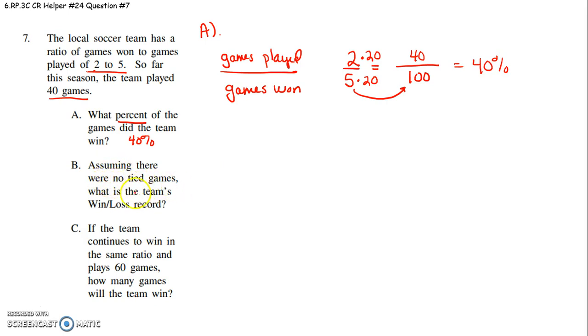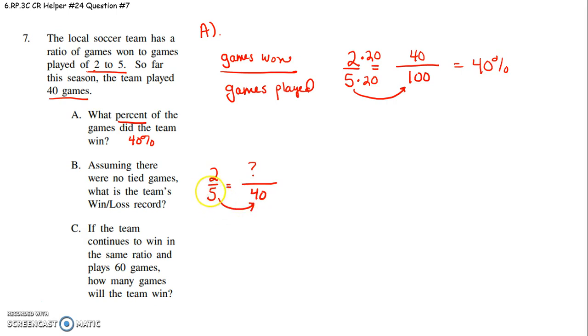Assuming there were no tied games, what is the team's win-loss record? Okay, so games, oh, sorry about that. This should have said games won to games played. All right, so we know the games won to games played is 2 to 5. We know they've played 40 games. The question is, how many of those games did they win? The games won to games played is 2 to 5. How many out of 40 would that mean they have won?